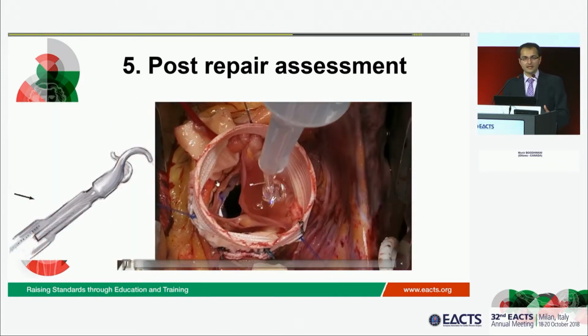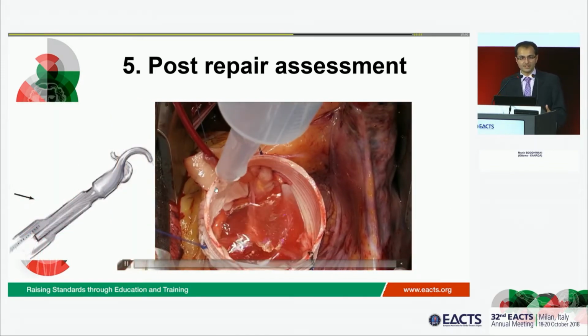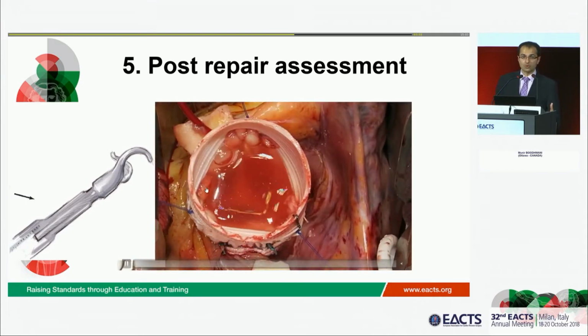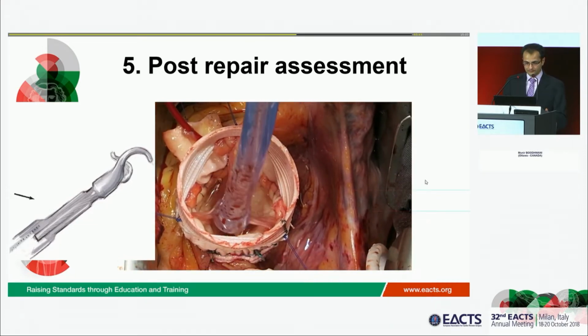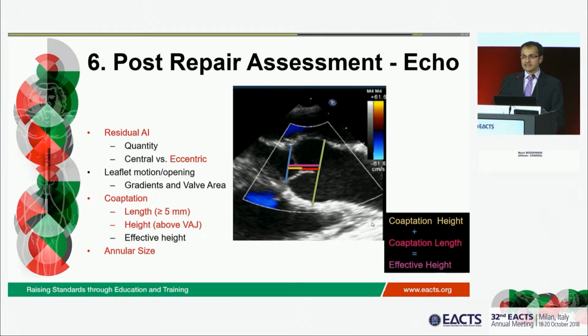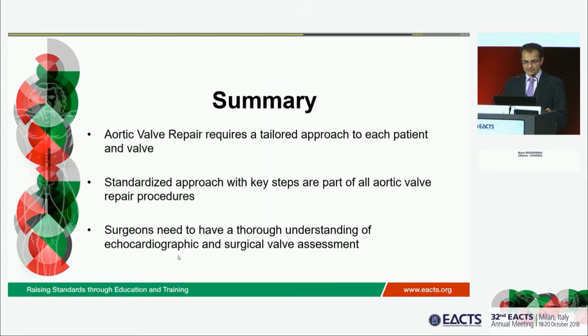Here, again, in addition to visual assessment, the effective height caliper can be quite useful in ensuring symmetry of all three cusps and ensuring a minimum height of the leaflets. And lastly, post-repair echo assessment is what Michelle already spoke about. We want to make sure that we avoid leaving behind residual AI, particularly that which is eccentric. We want to ensure that there's a minimum coaptation length of greater than 5 millimeters, an effective height of greater than 8 or 9 millimeters, and not leaving behind a large annular size.